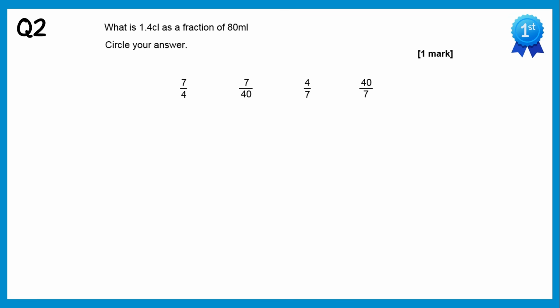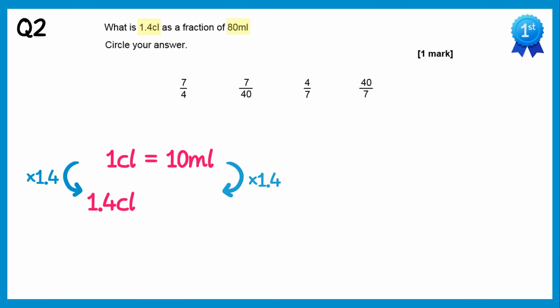For this question, we need to write 1.4 centilitres as a fraction of 80 millilitres. The first thing that I notice with this question is that these two have different units, so we need to convert one of them. You should know that 1 centilitre is 10 millilitres. So if we take the 1.4 centilitres, we times the 10 by 1.4, and we end up with 14 millilitres. So 1.4 centilitres is the same as 14 millilitres.